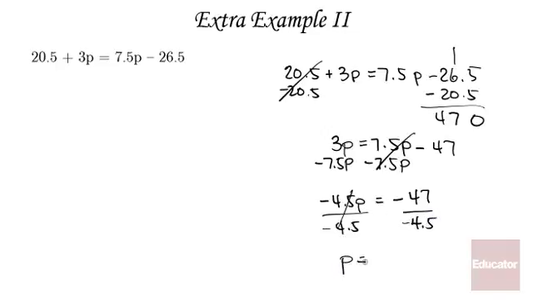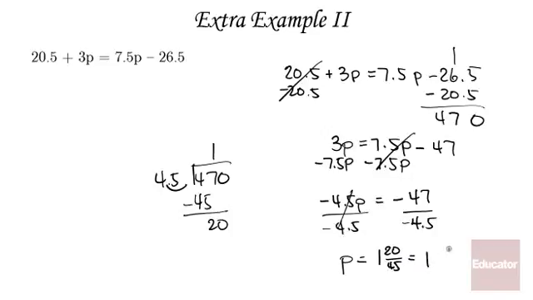Now the opposite of multiplying by negative 4.5 is to divide by negative 4.5. So my answer goes to a positive, and I need to divide 47 by 4.5. That'll move once, so that'll move once. So 45 will go into 47 once, leaving me with 20. And I could make that into a fraction. So I could have 1 and 20 over 45, which will simplify to 1, and dividing the top and bottom by 5, 4 over 9.